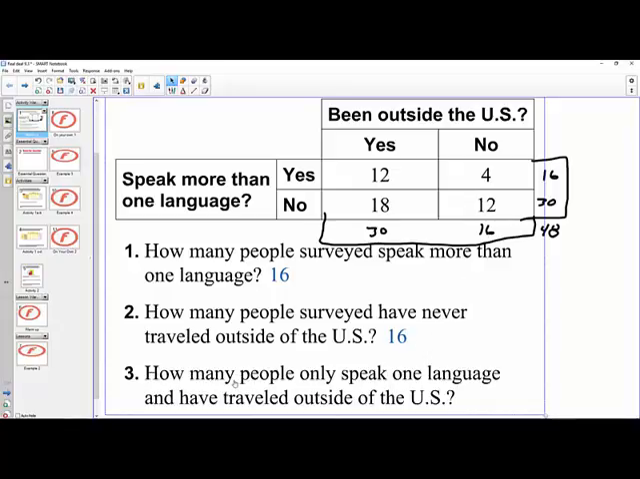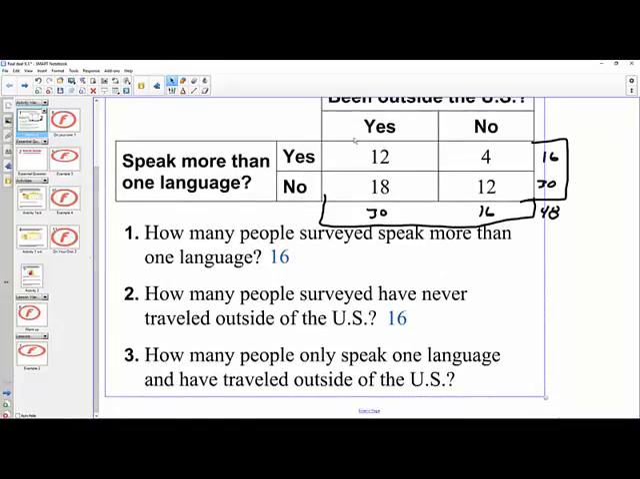The next one says, how many people only speak one language? So I have to do that first. Speak one language, that's the no column, right? So it's this one here. But then it says, and have traveled outside of the United States. So this is the number where the two come together, right? Because it's the no and have been outside the United States. It is just 18. But again, I have to read it really carefully so I know where to start from. If I start from the top or from the bottom or the side, it's all based on how it's asked. So again, speak only one language, that's the no for speaking more than one language, so it's this one. And then travel outside of the United States, yes, and this is where it is, so 18.